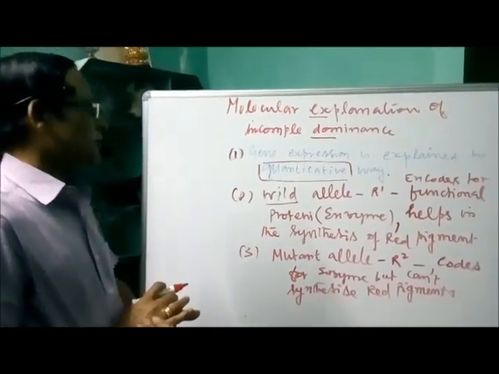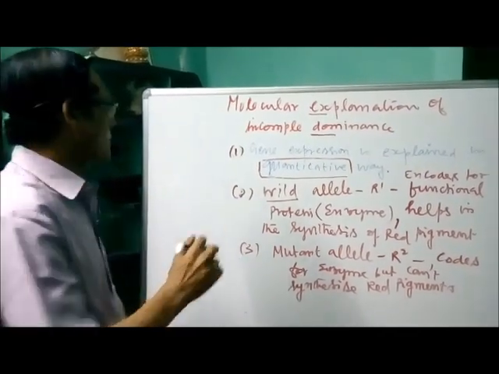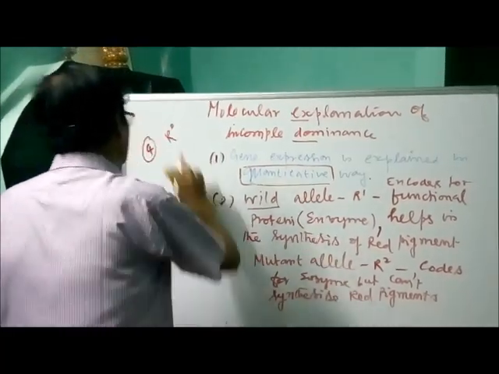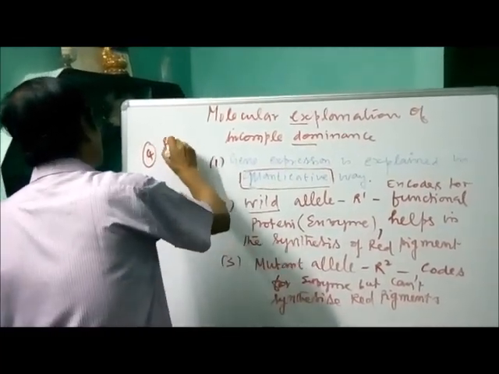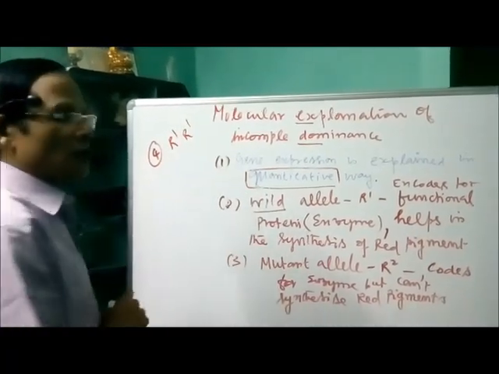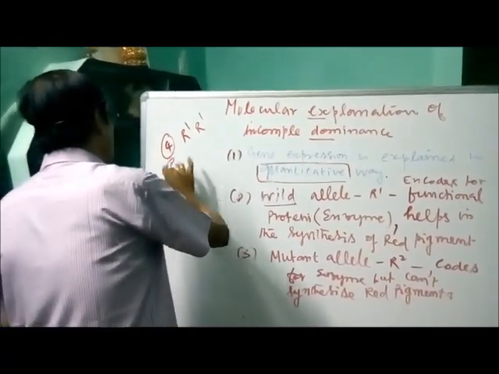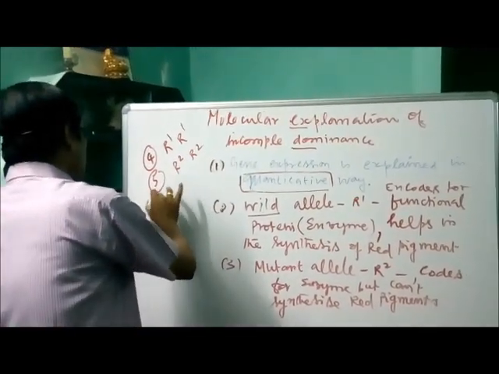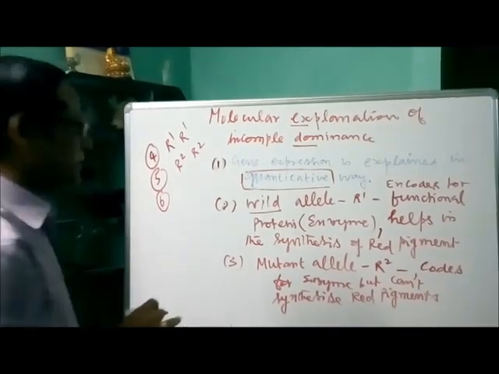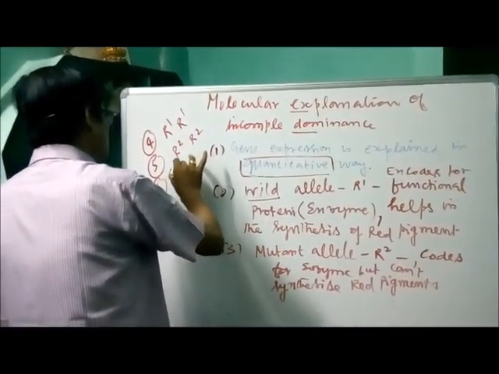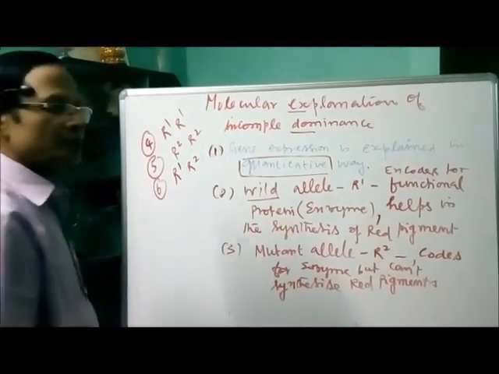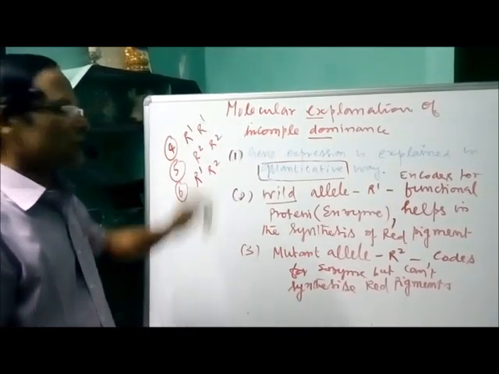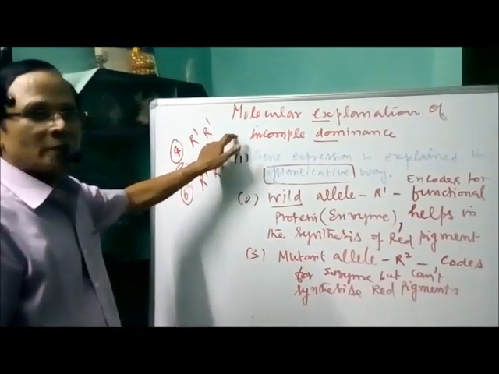Now if you are taking a red color flower, it is because of the genotype R1 R1. So red color is produced because of the genotype R1 R1, and white flower is produced because of the genotype R2 R2. And the pink color, which is the intermediate color, is produced because of the heterozygous condition, R1 R2. Here 100% red pigment is produced. Here no pigment is produced.